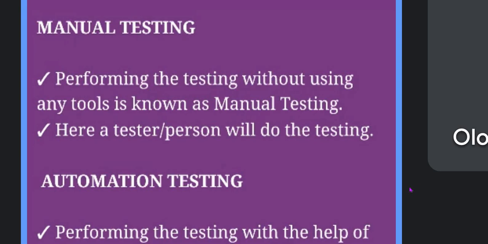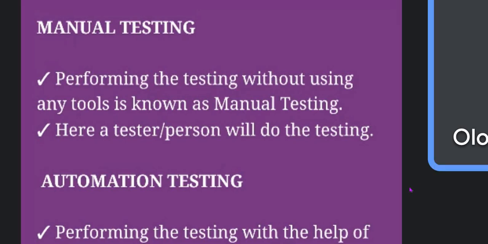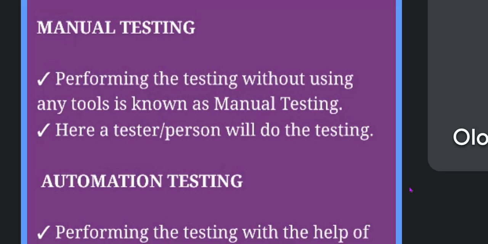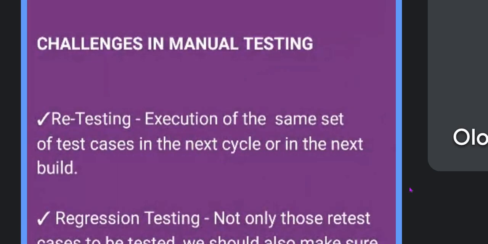I can say automation testing is the testing that will be done with the help of tools, and that is known as automation testing. So let us see what the challenges in manual testing are. There are actually two types of challenges that are majorly there. One is retesting and the other is regression testing.